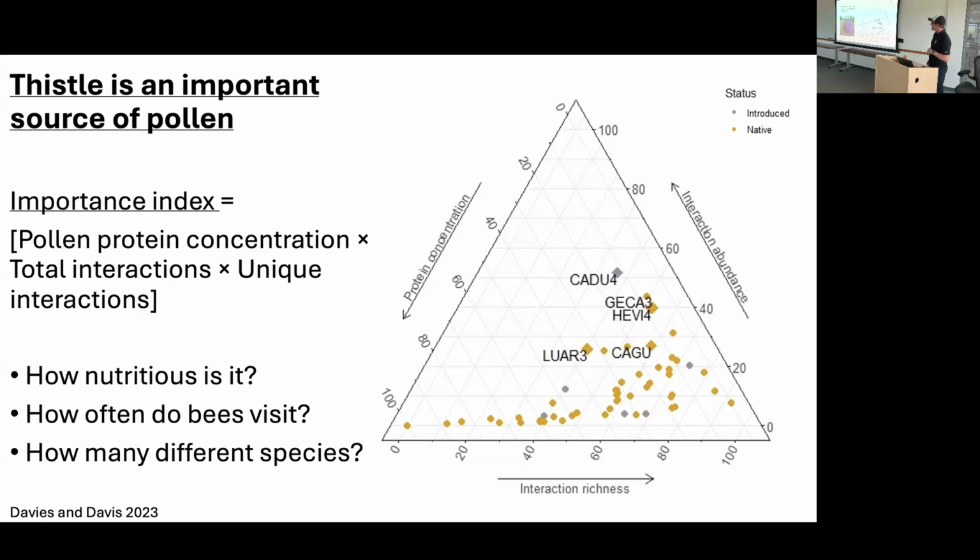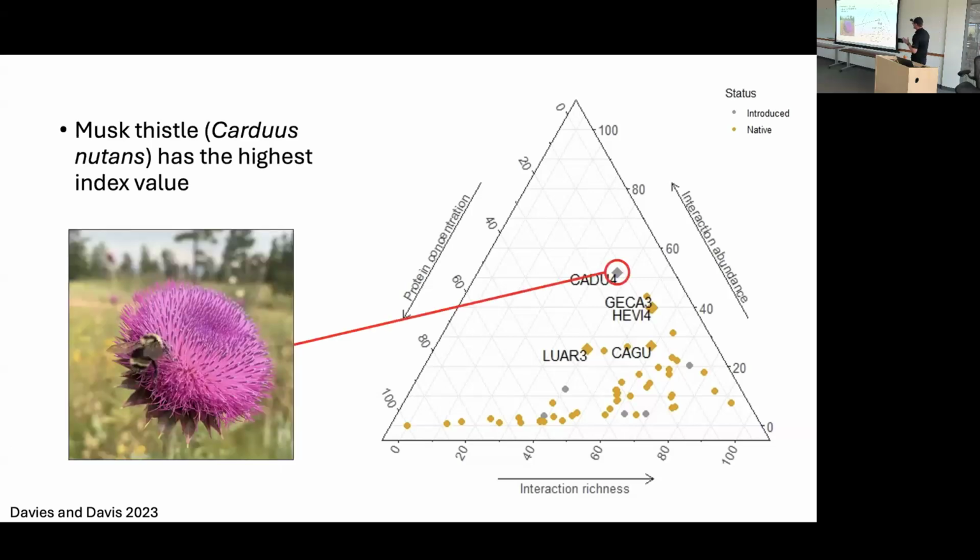Surprise, surprise, the plant species that had the highest pollinator index value was musk thistle. This is the best plant that supports the most interactions and the most diverse interactions for native bees in a post-thinning landscape. Whoops. So what do you do about that? Because that creates some kind of conservation conflict. We want to get rid of these things. We want to support the bees.